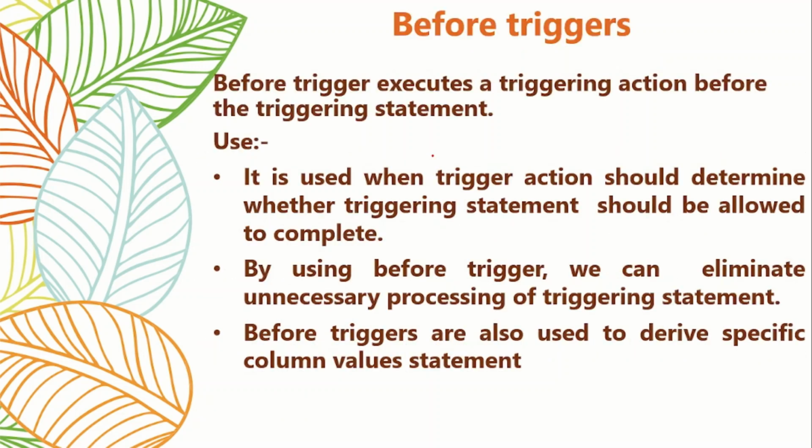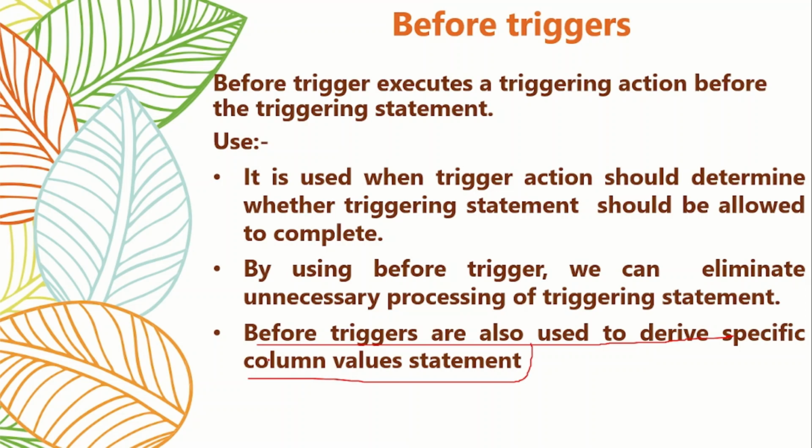Next one is the before trigger. We all know that a before trigger is fired before the action. So a before trigger executes the triggering event action before the triggering statement. It is used when the action should determine whether the triggering statement should be allowed to complete. By using a before trigger, we can eliminate unnecessary processing of the triggering statement. Before triggers always minimize a lot of overhead, or minimize load on the server. Before triggers are also used to derive specific column values of the statement.